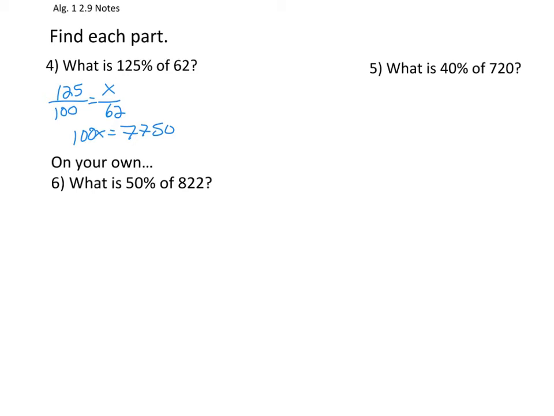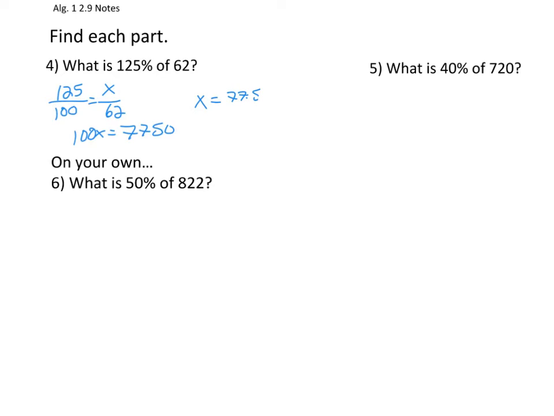I can do this one in my head. I can divide 7750 by 100. I just move the decimal to the left 2 places, and then I end up with 77.5. That is not a percentage of 62. 77.5 would be 125% of 62, so that's just a number. Sorry about that.